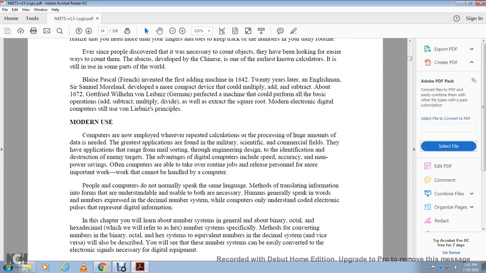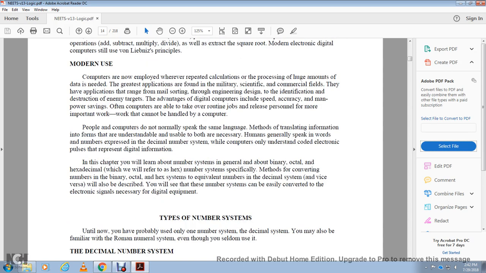In this chapter, you will learn about number systems in general and about the binary, octal, and hexadecimal (hex) number systems. It will also describe converting numbers from the binary, octal, and hex systems to their equivalent in the decimal system, and vice versa. You will see that number systems can easily be converted to the electrical signals necessary for digital equipment.